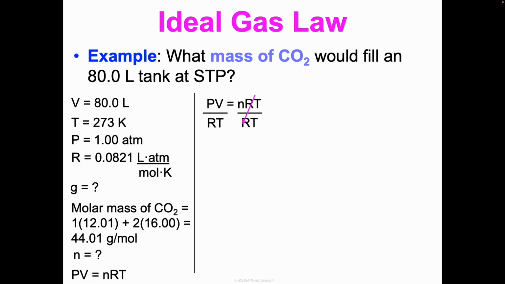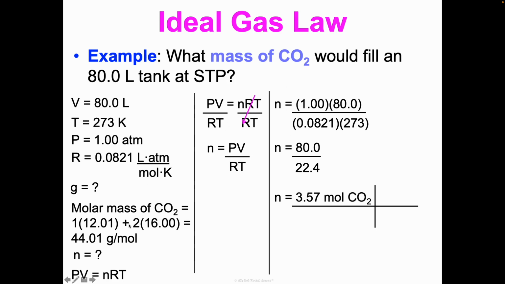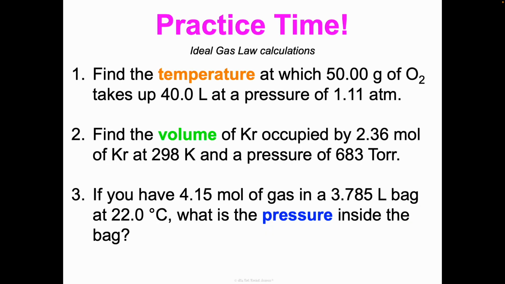Just like we did before, we're going to isolate moles, and that's PV over RT. We're going to plug it in. Pressure of 1, volume of 80.0, over R, which is 0.0821, times temperature, which is 273. We multiply across the top, multiply across the bottom, and then divide, and you get 3.57 moles of carbon dioxide. But we wanted mass, so we're going to take it one step further and do some dimensional analysis. We know the molar mass of carbon dioxide because we already solved for it. So 1 mole of carbon dioxide is equal to 44.01 grams of carbon dioxide. That would get those moles to cancel out, multiply across the top and divide by 1, and I get 157 grams of carbon dioxide.